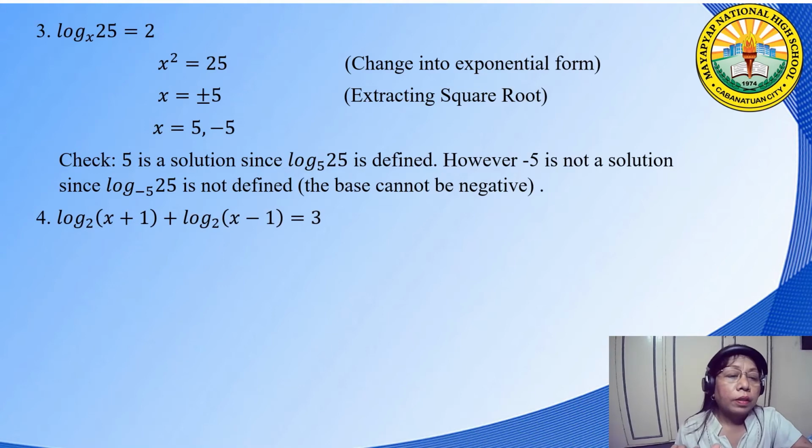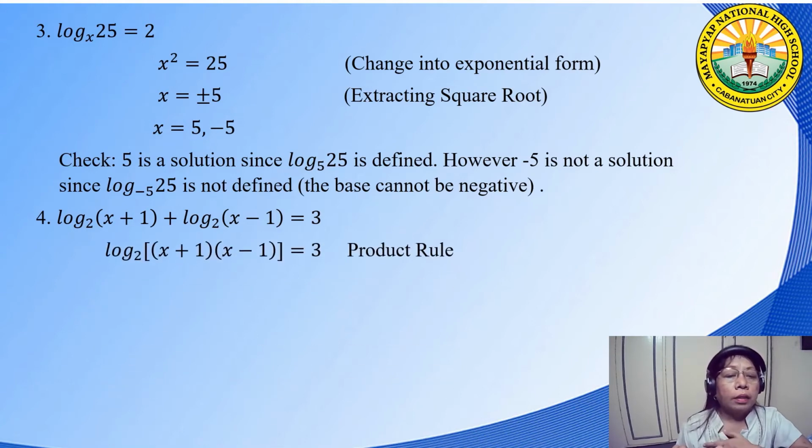Example number 4, logarithm of quantity x plus 1 to the base 2 plus logarithm of quantity x minus 1 to the base 2 is equal to 3. So applying the product rule, we have to get the logarithm of quantity x plus 1 and quantity x minus 1 to the base 2.